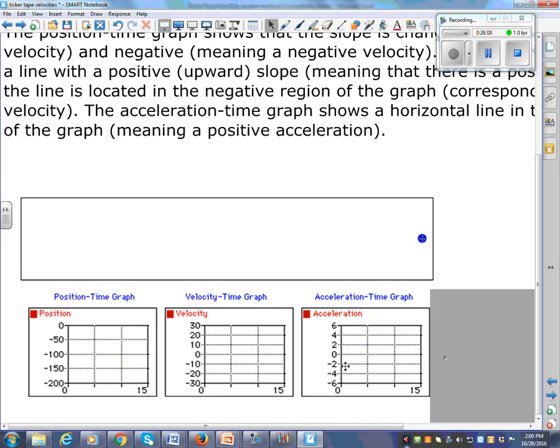The acceleration is flat because it's maintaining an acceleration. It's accelerating, it's speeding up at a constant rate, and it's positive.